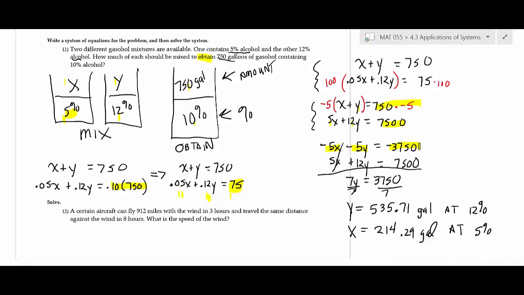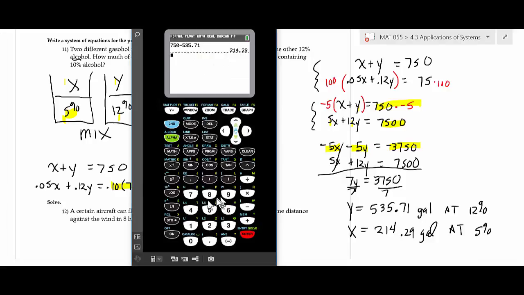So ultimately, if you did the work this way, the x terms cancel. That's 7y equals 3750. Divide by 7. Use your calculator, and that's what you get. That's what you should have got. And then these two things add up to 750, so to get the other answer I just take 750 and subtract that first answer, 535.71, and that gives the other answer, 214.29.